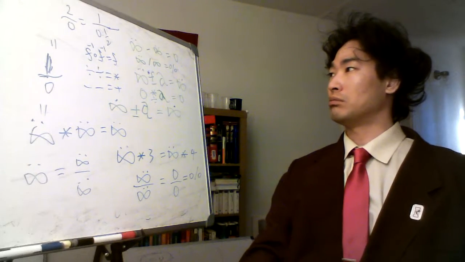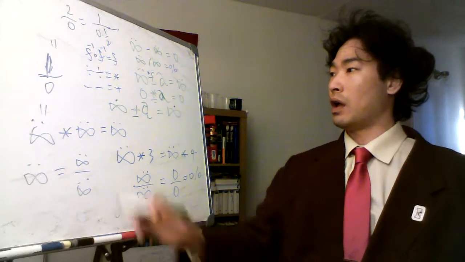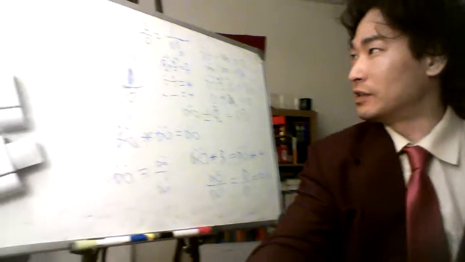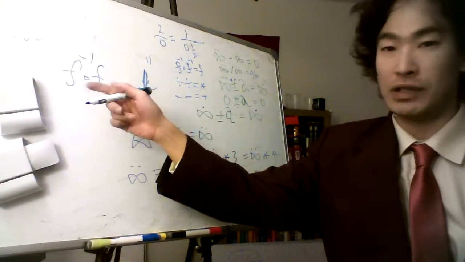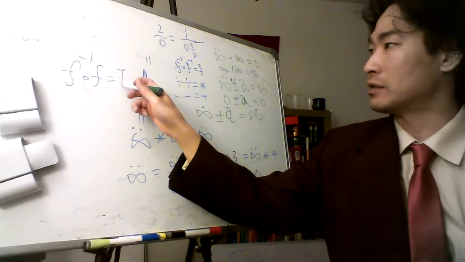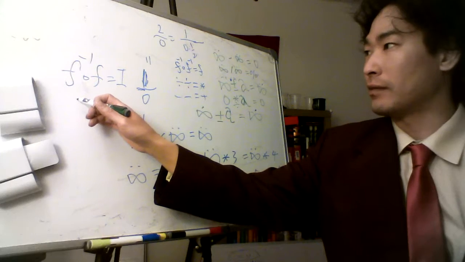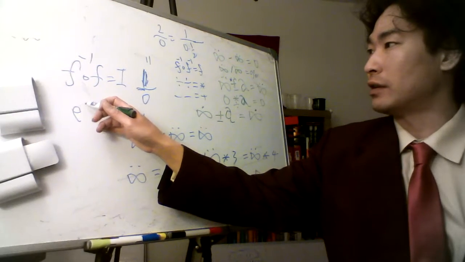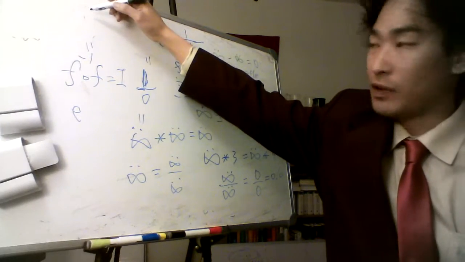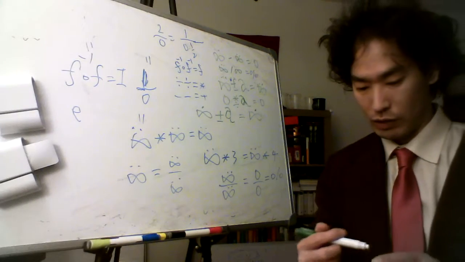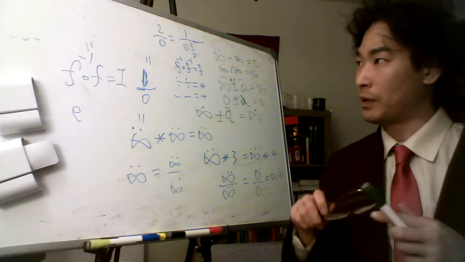Is it always true? No. What is always true is this: F inverse circle F, this is a composite function, okay? Is I(x), okay? It's an identity function. Just like you have e to the x, right? And so what does this mean? Composite function? We didn't quite do this yet, have we? Composite function is this.